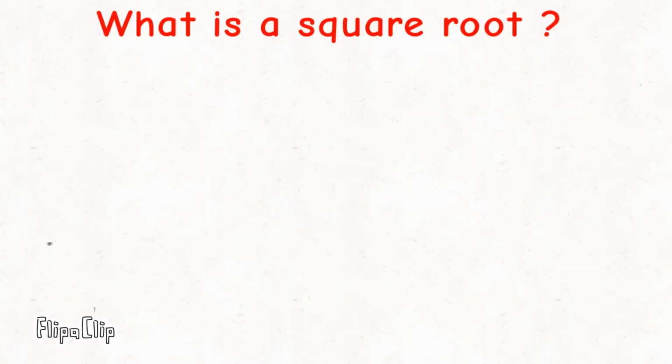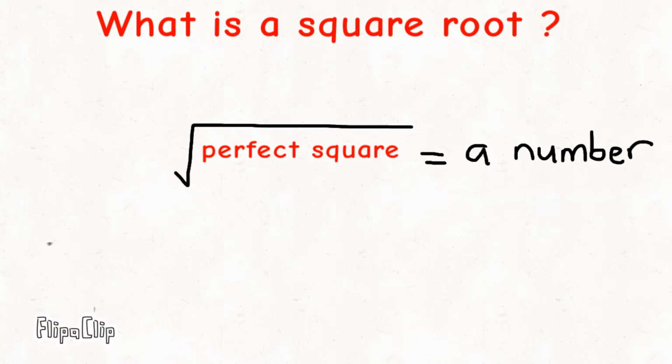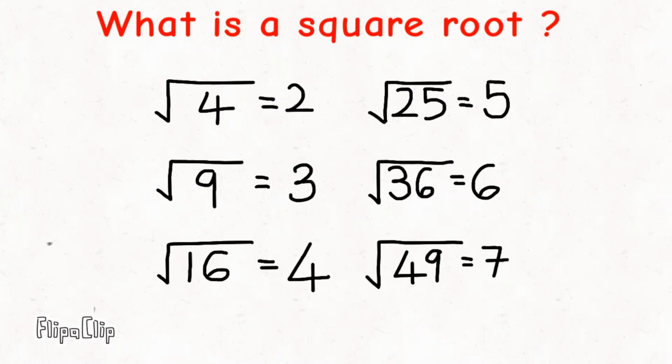What is a square root? Square root is simply finding the two numbers you can multiply to get a perfect square. If the number is a perfect square, then a square root should be a straight number. I mean an integer. That is not a decimal or a fraction. Okay, so I'm sure it's very easy to work out the square root of numbers like these.